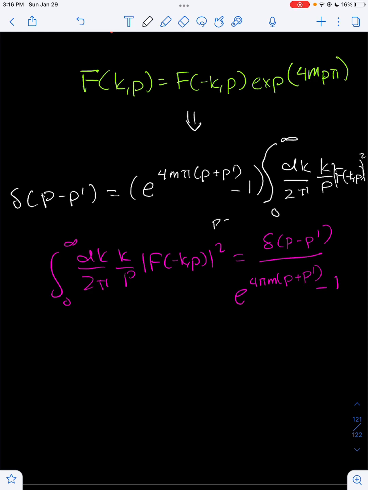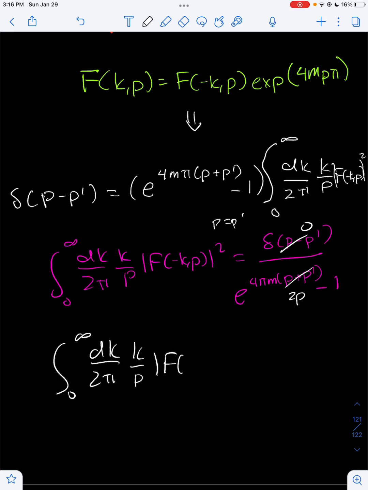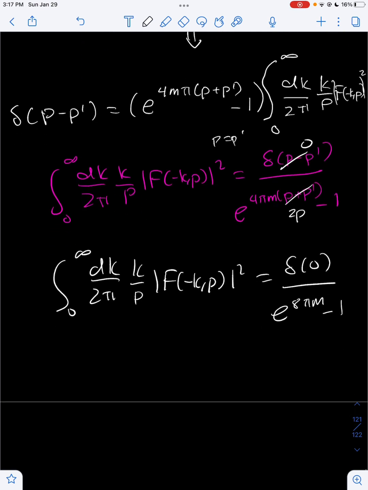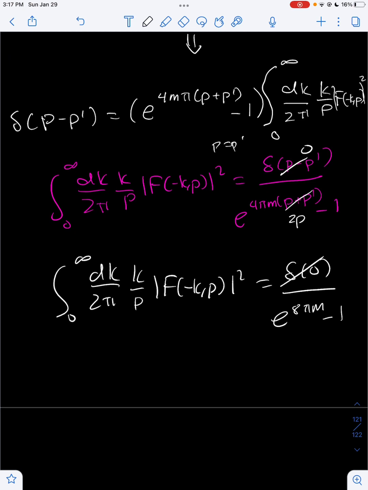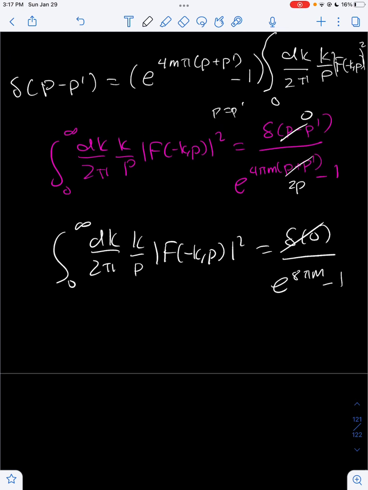If we let p equal p prime, we have a divergence here, and that means that we have 2p over here. That will mean that the integral from 0 to infinity of dk over 2 pi, k over p, and then this over here is going to equal delta 0 over e to the 8 pi m minus 1. Now, of course, the divergence is a problem. If we were working in a finite spacetime volume, we can just ignore this right over here, and then we're done here. This is equal to the expectation value of the number operator in the tortoise coordinate for the crucible vacuum.